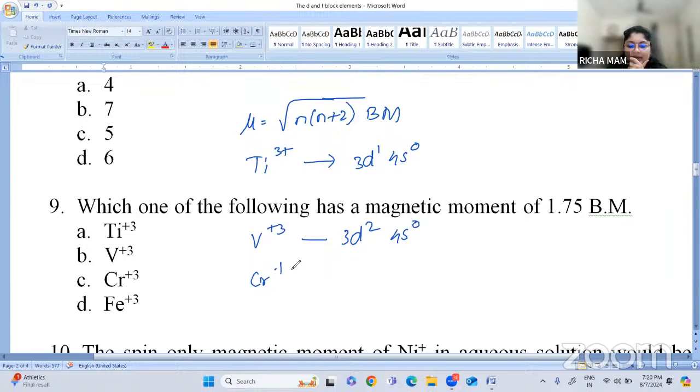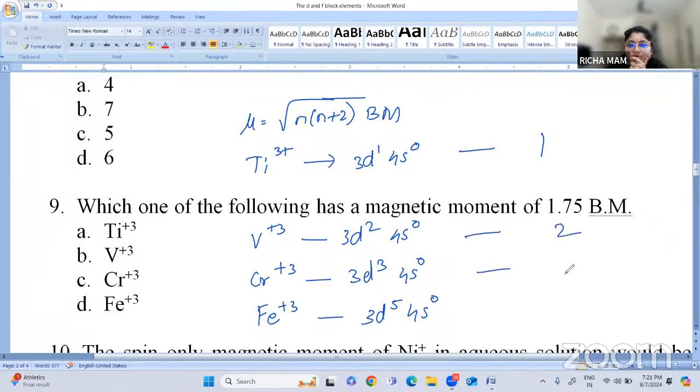I'm writing directly the answer. Chromium plus 3 is 3d3 4s0. Then Fe plus 3 is 3d5 4s0. So the number of unpaired electrons here is 1, here it is 2, here it is 3, and here it is 5.